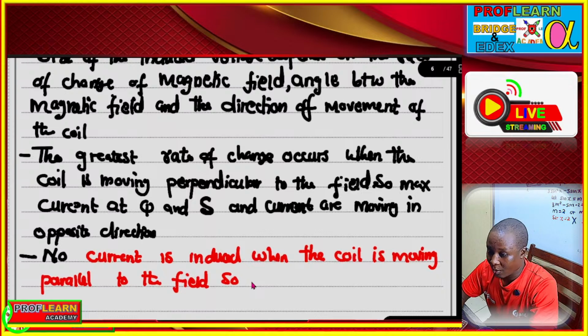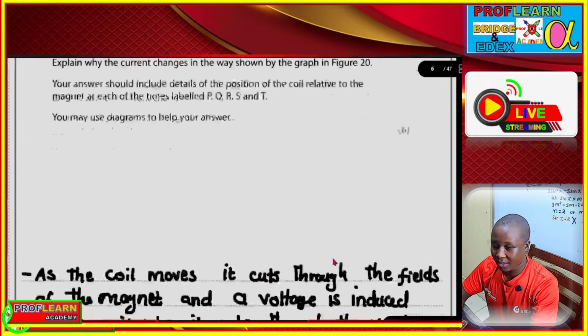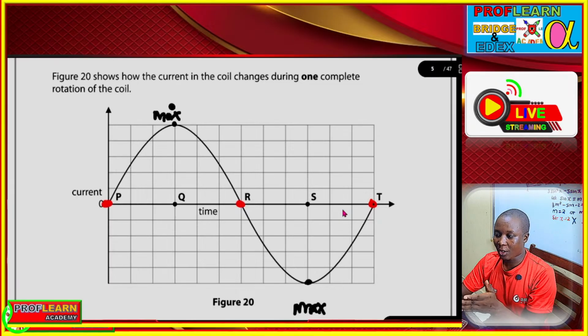No current is induced when the coil is moving parallel to the fields. That occurs when the coil is vertical. When the coil is vertical, there will be zero current induced, and that is going to happen at point P, R, and T. So P, R, and T, the coil is vertical.